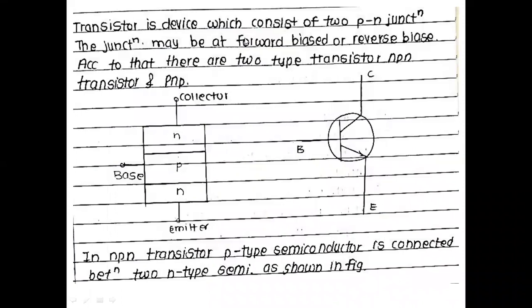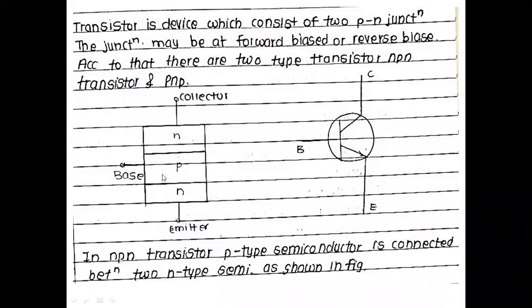So you just check that. A transistor is a device which consists of two PN junctions. The junction may be at forward bias or reverse bias. According to that, there are two types of transistor: NPN and PNP. This is the NPN transistor we have considered, with collector, base, emitter. NPN, so P to N means base to emitter, and the current flows there.